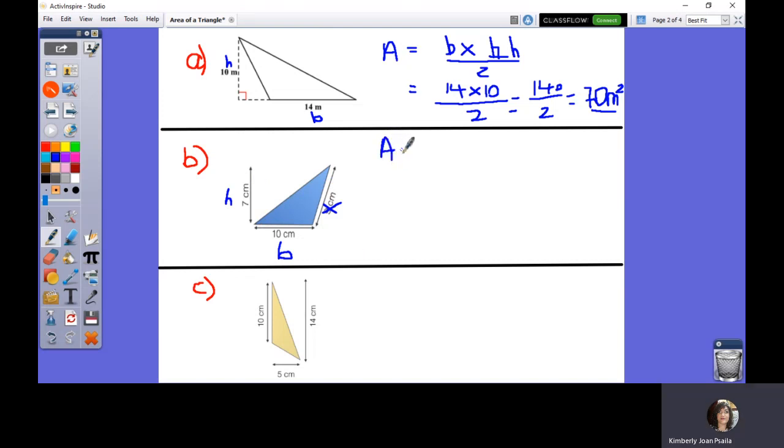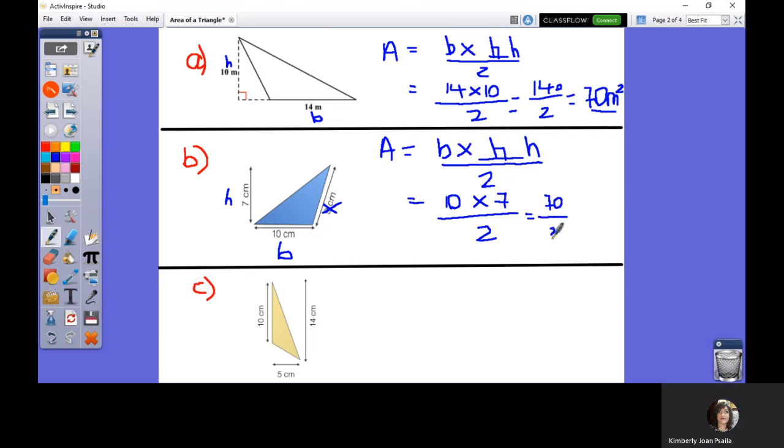So first we write the formula of the area of a triangle, which is found by multiplying the base by its perpendicular height, and then divided by 2. Base of the triangle is 10 multiplied by 7, everything divided by 2. So 10 multiplied by 7 is 70. 70 divided by 2 gives us 35.